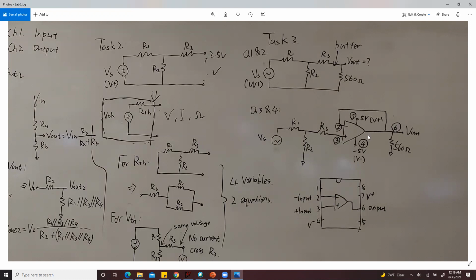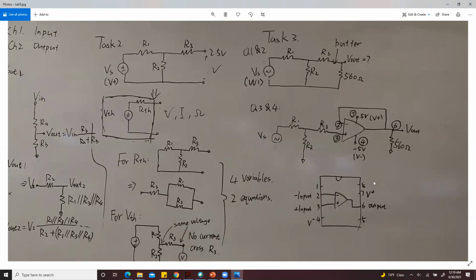Then we worry about the power supply. Don't forget you need a power supply to power up the op amp, or the buffer. You have a plus 5 volt positive power supply, that's pin 7. And you have a negative 5 volt negative power supply, that's pin 4. You can use V plus as your positive power supply and V minus as your negative power supply. One important thing here is you don't want to flip these two pins.